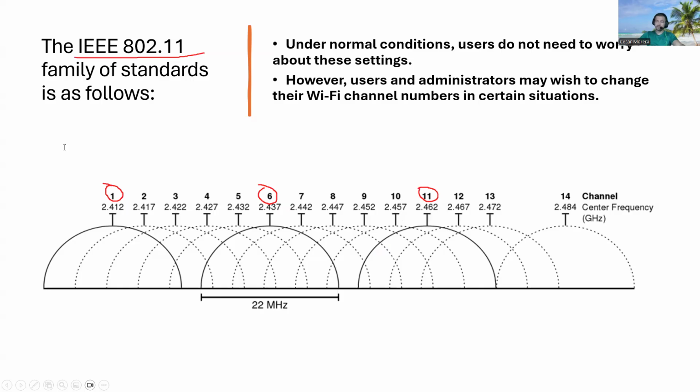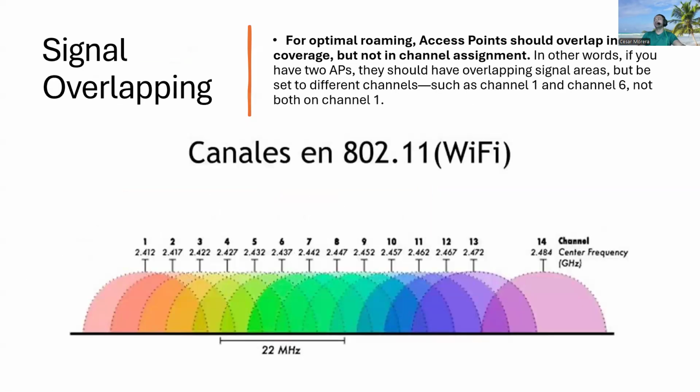Now, what is the definition for this? Under normal conditions, users do not need to worry about these settings. However, users and administrators may wish to change their Wi-Fi channel numbers in certain situations. Let's clear the drawing and let's continue moving along with this presentation. So the channels for 802.11 Wi-Fi, and this is what we have. Remembering that the most important ones are channel 1, channel 6, and channel 11, which are the ones that we will be using most of the time.